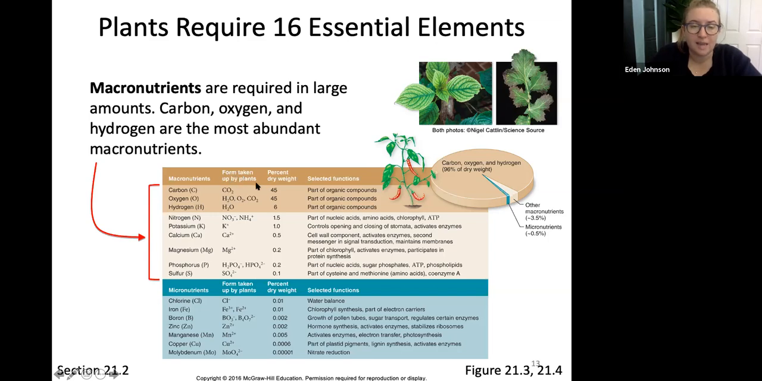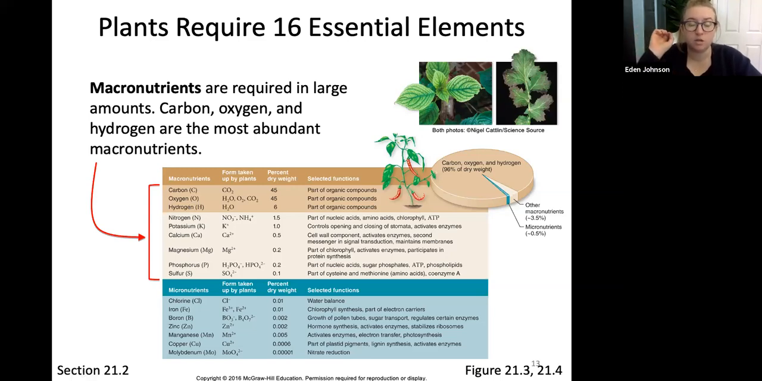These elements are so important to the overall plant in different forms too, obviously. So, the forms taken up by plants: you've got carbon dioxide, water, and different forms of oxygen. For instance, oxygen is obviously in water, which you found right here, and also in carbon dioxide, but we also need that oxygen gas. So a huge part of the dry weights of plants.